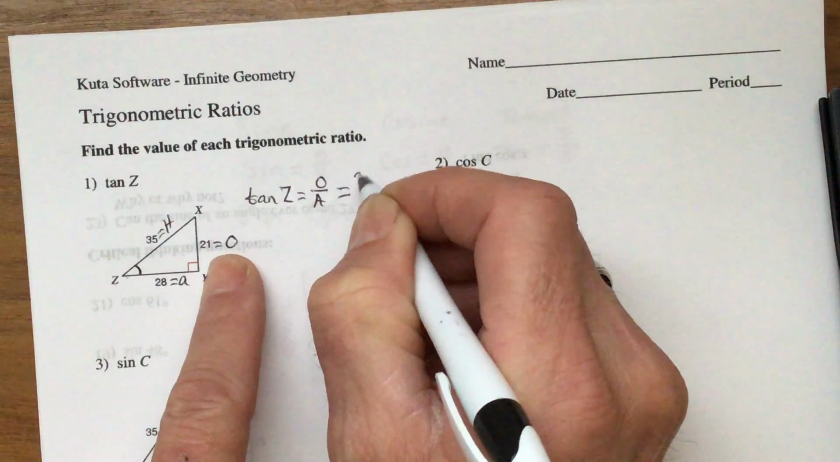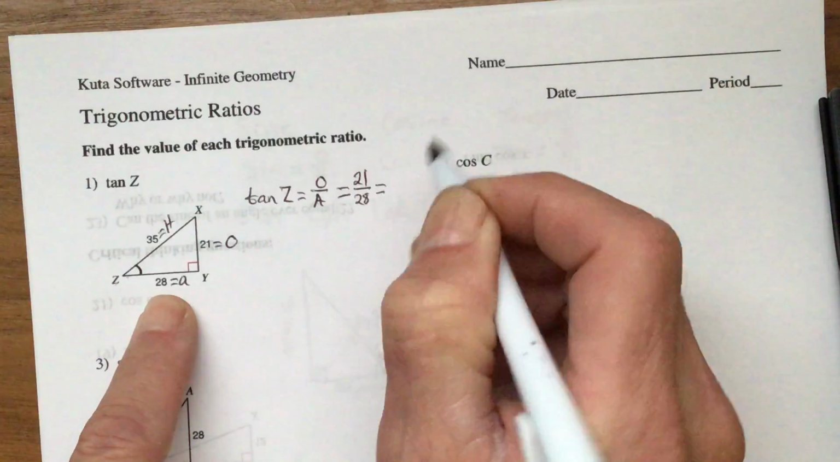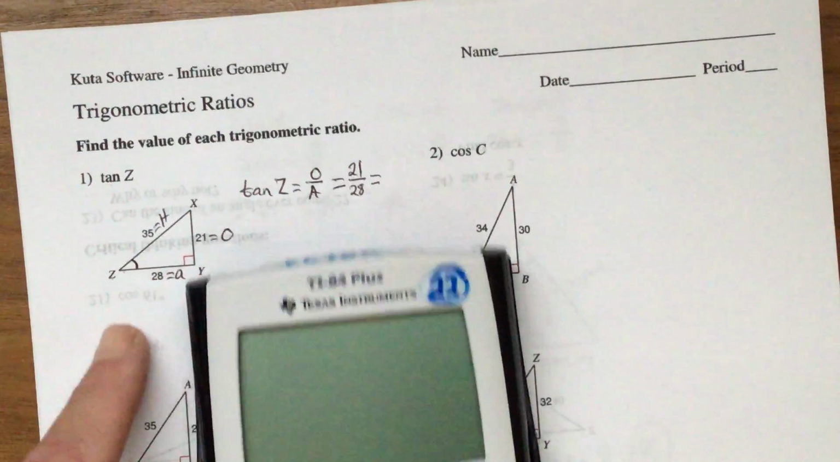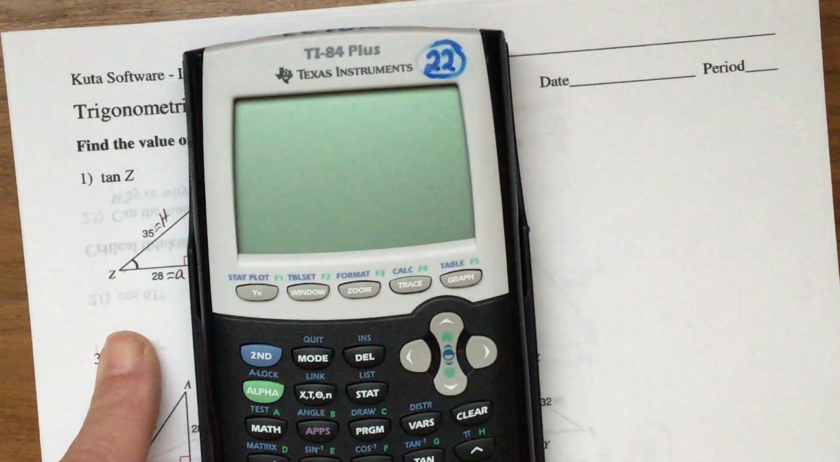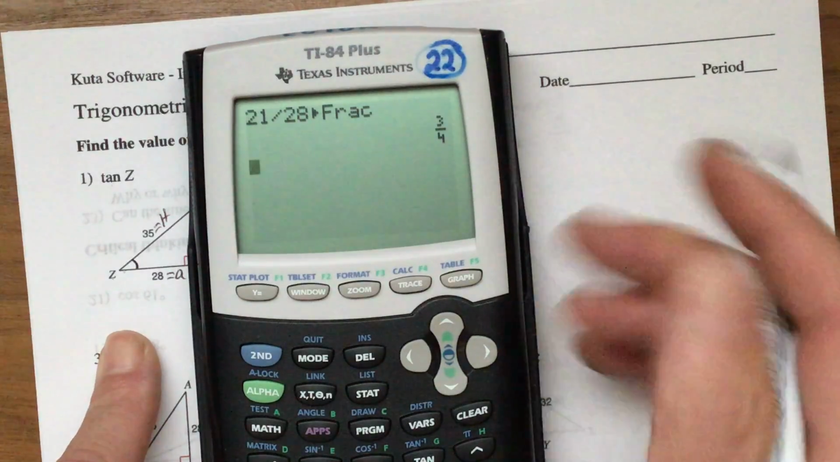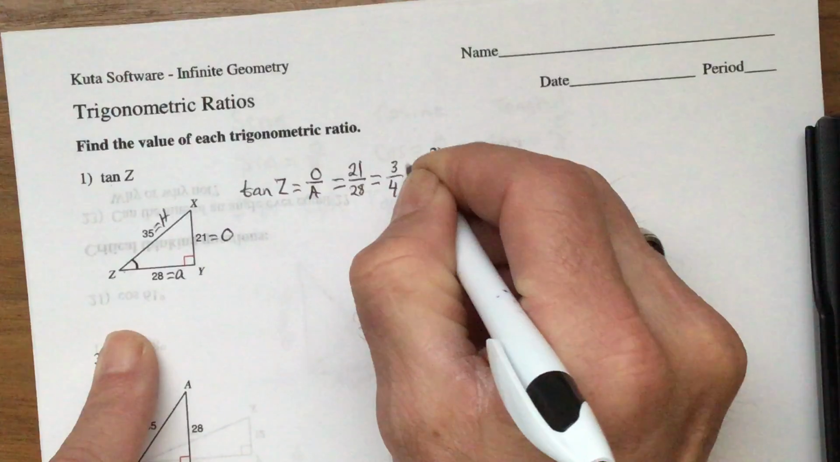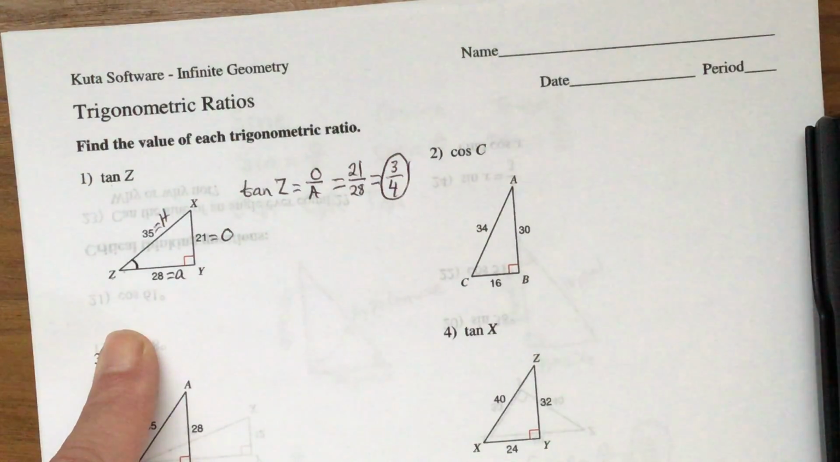Opposite is 21. Adjacent is 28. And when I type that in the calculator, 21 divided by 28, math, enter, enter, 3 over 4. The answer is 3 over 4. Sounds simple enough.